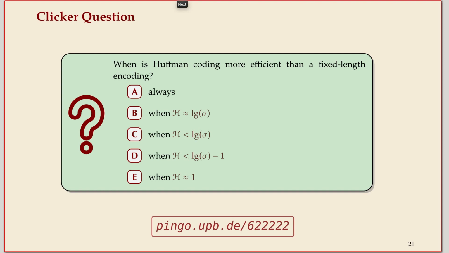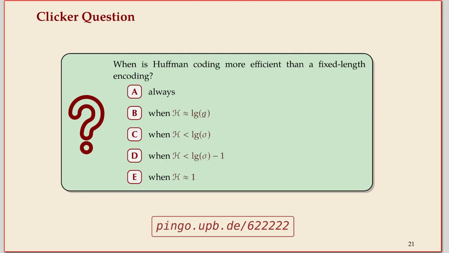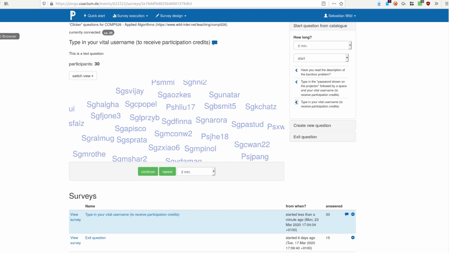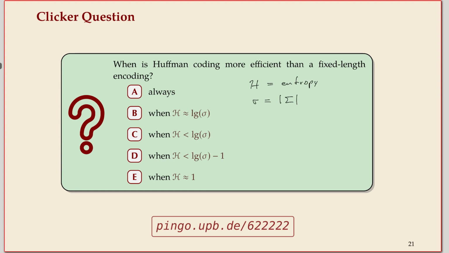So to see how well you understood this entropy thing, here's a question. So h is exactly the entropy as we defined it here, and sigma is the size of the alphabet. I'll start the question in a second. As we had it usually. All right, there you go. And as always, if you have any questions or any issues, let me know via the live chat.